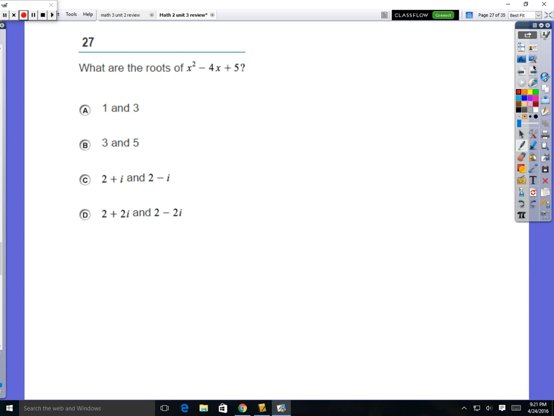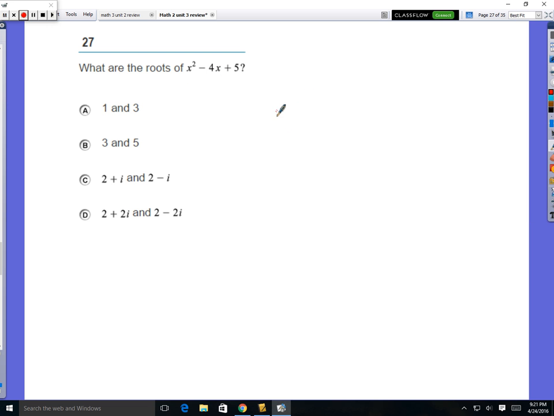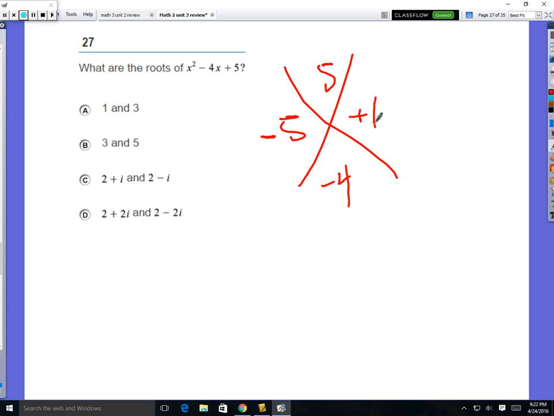What are the roots? X squared minus 4x plus 5. Okay, can you times and get 5, add and get a minus 4? Probably a 5 and a 1. And if the 5 is negative and the 1 is positive, that works, huh?